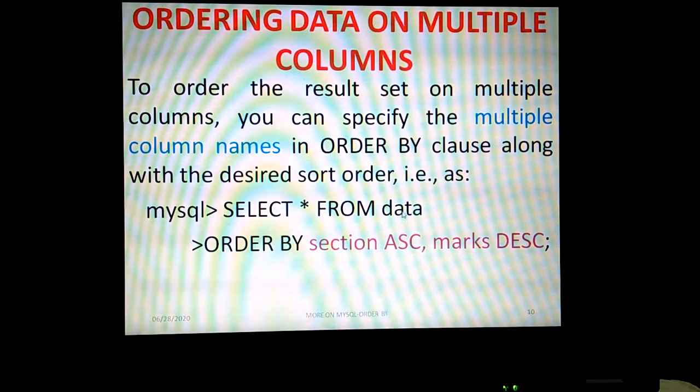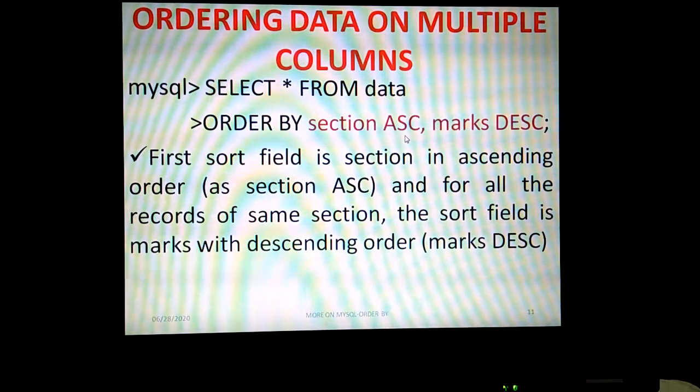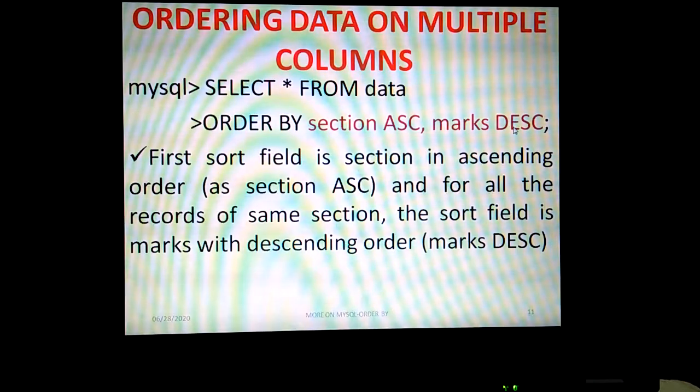So select star from data, order by, first based on the section we are going to display in ascending order. So first, section wise it will display all the values. Okay, then marks based it will display next. So first everything is going to be displayed in ascending order based on the section, it is going to be grouped, and then marks wise, under every section, it is displayed in descending order. So first it will take the sort field section ASC, that is ascending order. Second it will take the marks column name, and it will arrange all the marks in descending order.